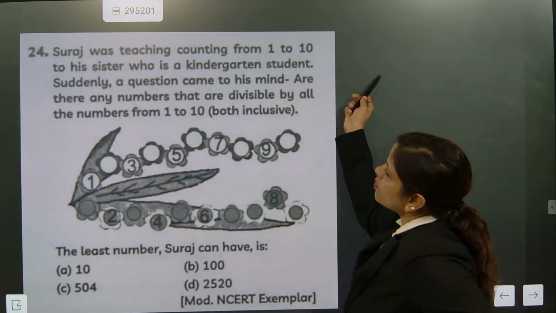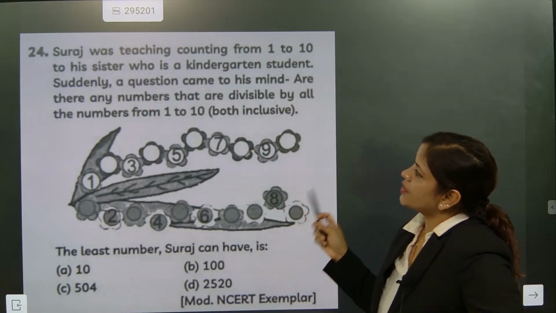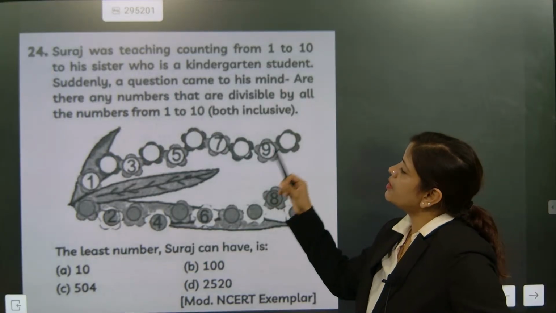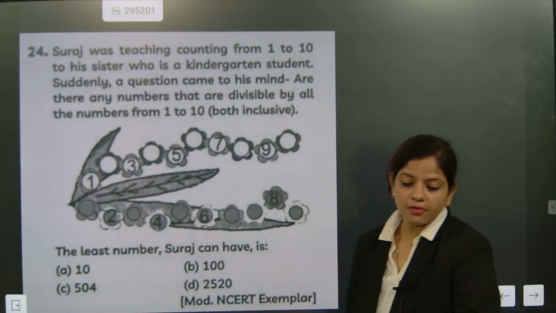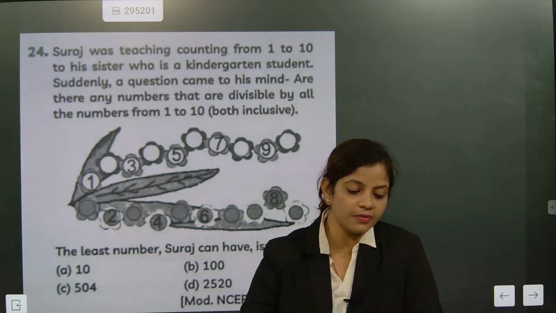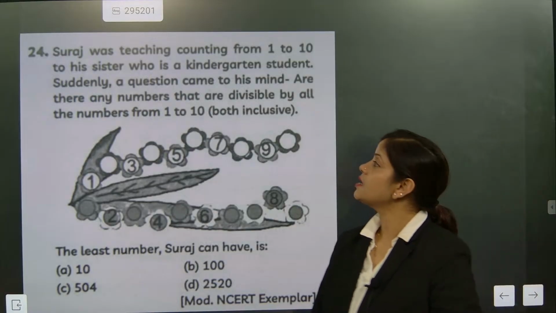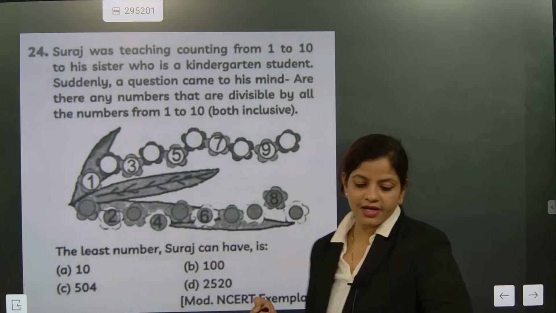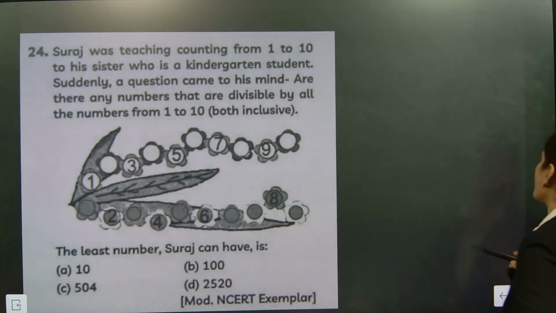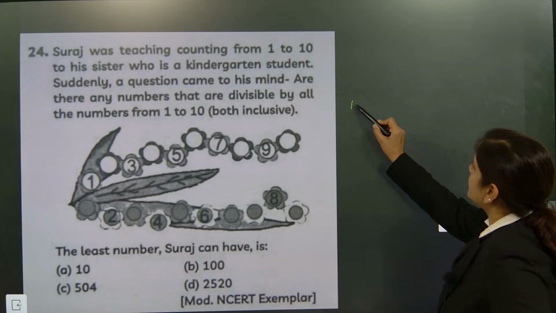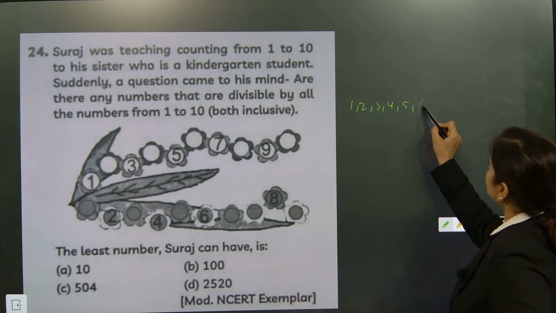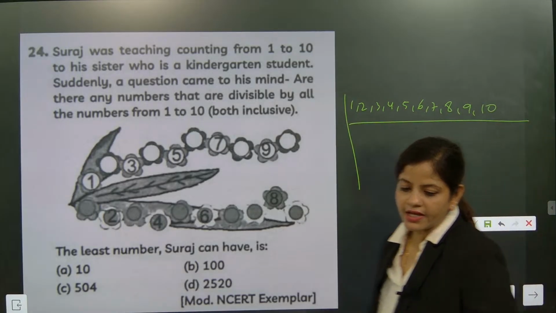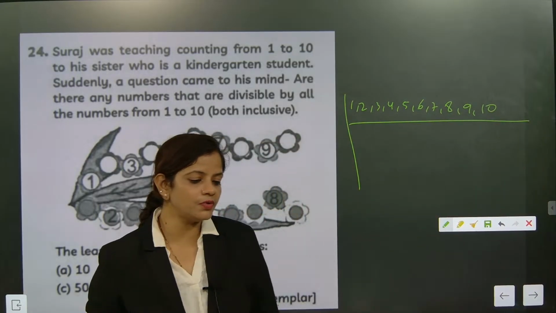Suraj was teaching counting from 1 to 10 to his sister, who is a kindergarten student. Suddenly a question came to his mind: is there any number that is divisible by all the numbers from 1 to 10? The number which will be divisible by all the numbers from 1 to 10, which number will it be? We will take the LCM of all the numbers. Here the LCM of all the numbers 1, 2, 3, 4, 5, 6, 7, 8, 9, 10 is going to be done. When you take the LCM of all the numbers, the answer will come 2520.